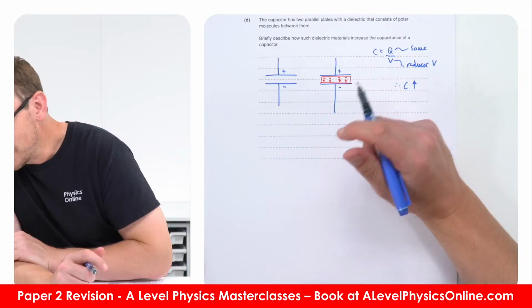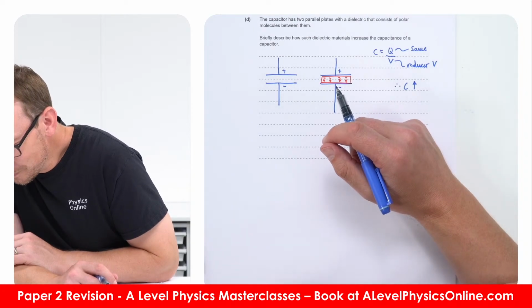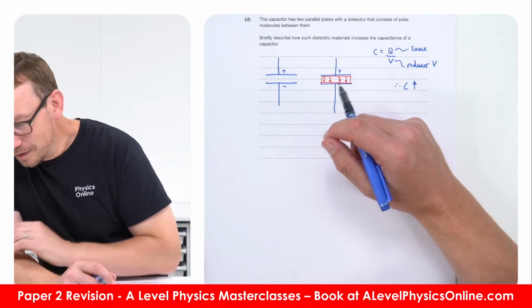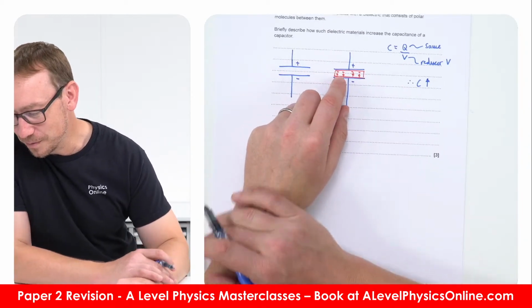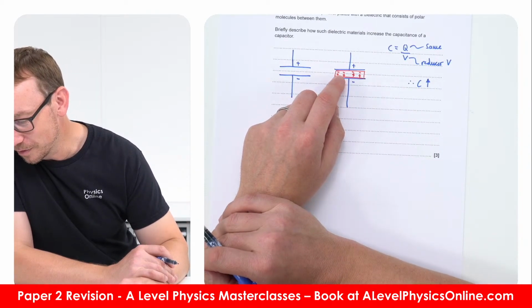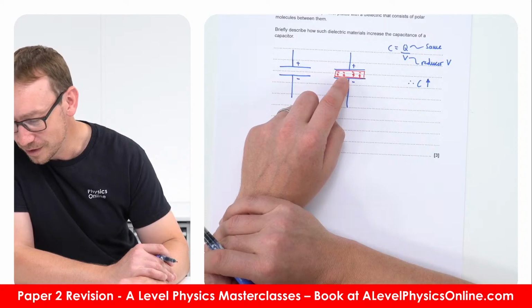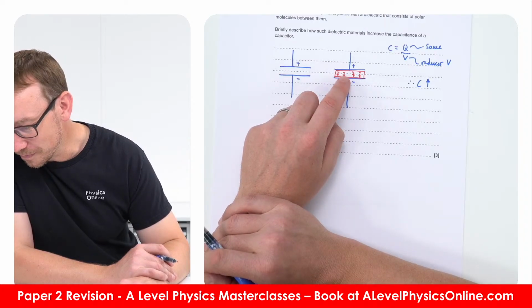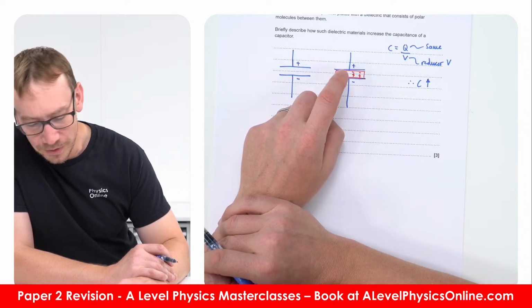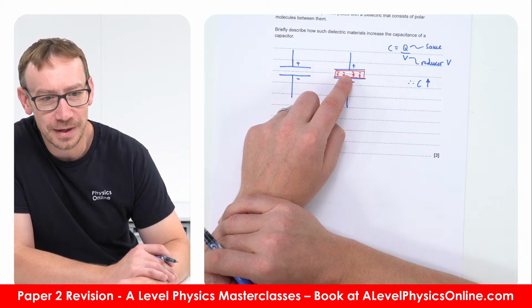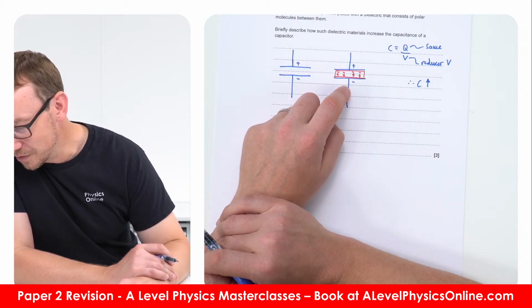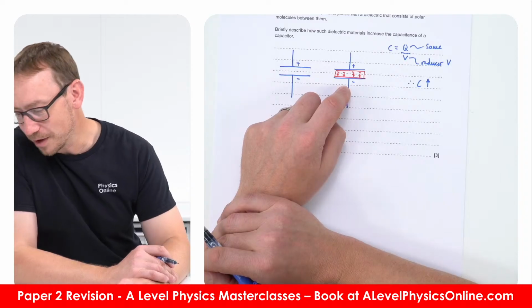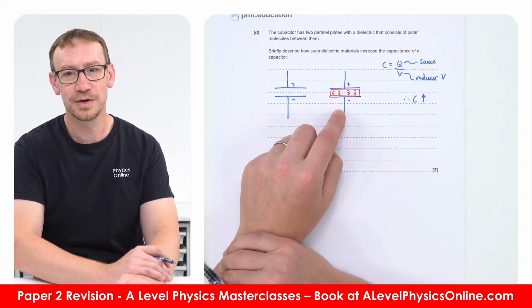What's the mark scheme say? It says the electric field between the plates causes the polar molecules of the dielectric to align with the field. This produces a counter-electric field, or it reduces the electric field strength between the plates, and this reduces the PD across the plates, and since the charge on the plates remains constant, the capacitance will increase as C is equal to Q over V.